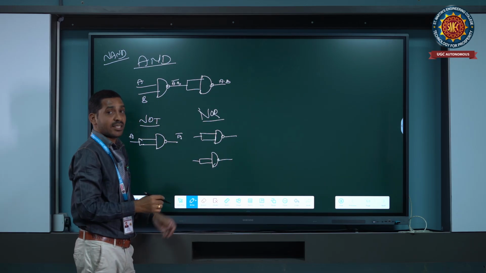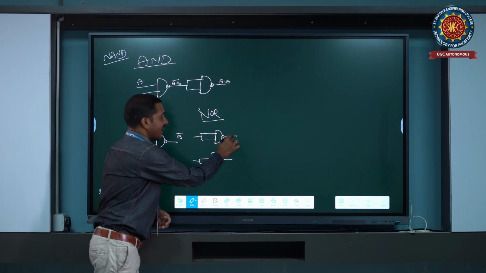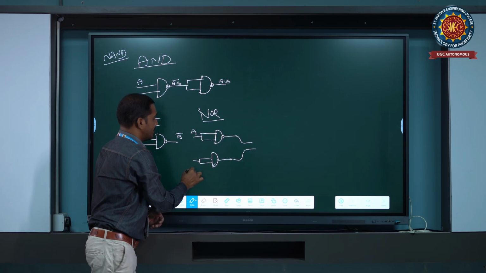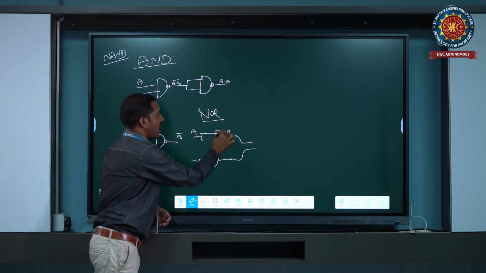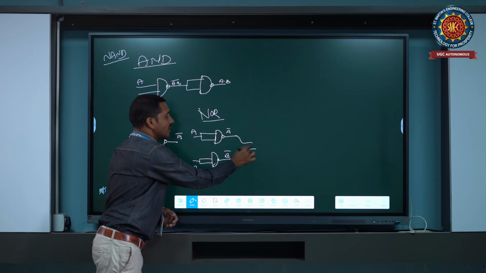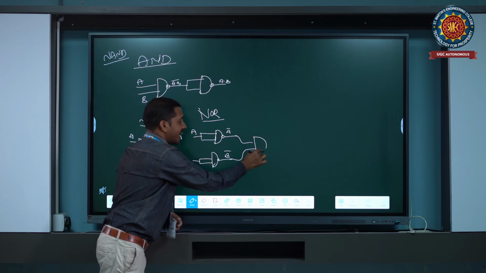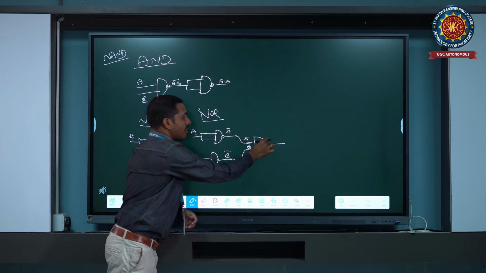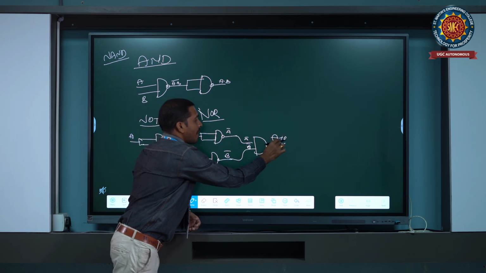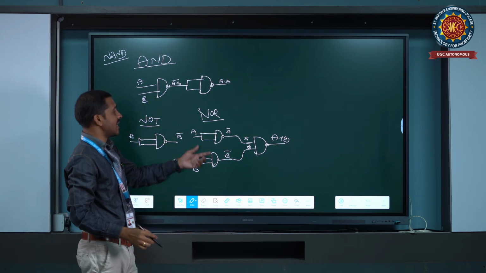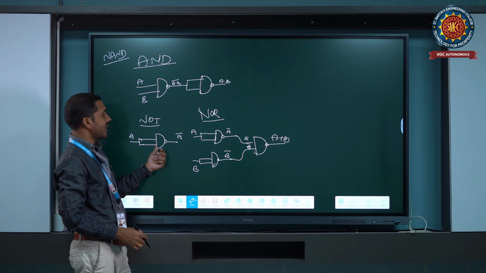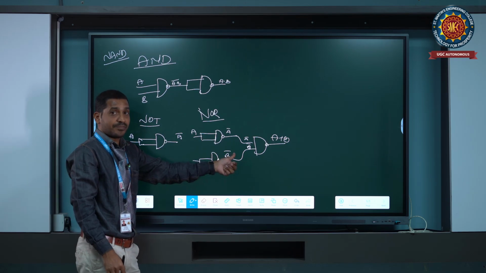Using three NAND gates, it will realize the OR gate. A bar and B bar will give the third NAND gate. The output of the NAND gate is A bar and B bar, so A bar plus B bar, that is A plus B. So it will realize the OR gate using NAND gates. It is an AND gate, NOT gate and NOR gate.